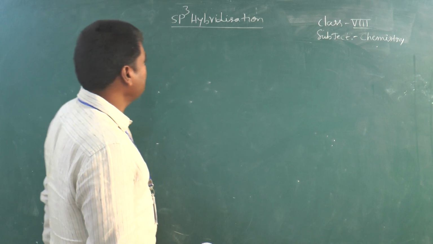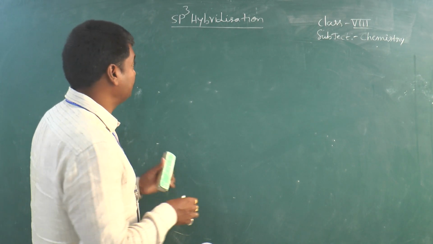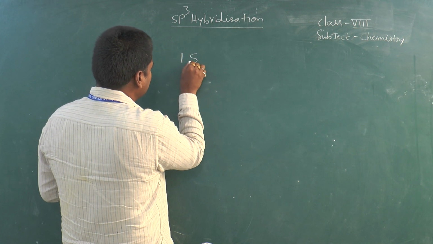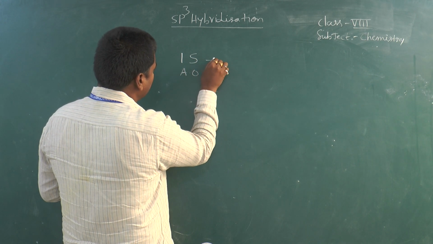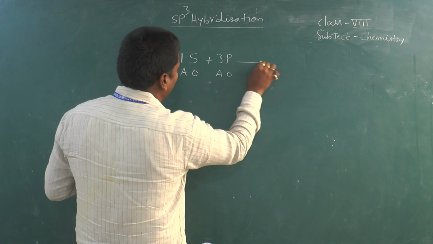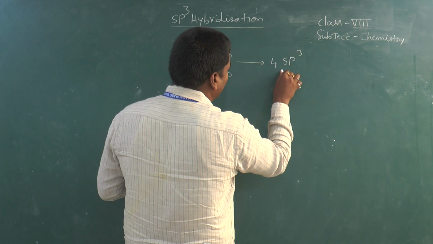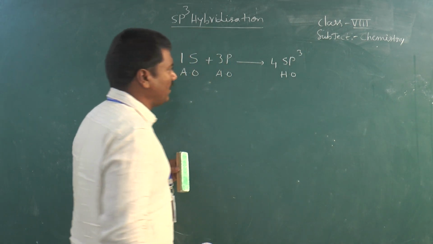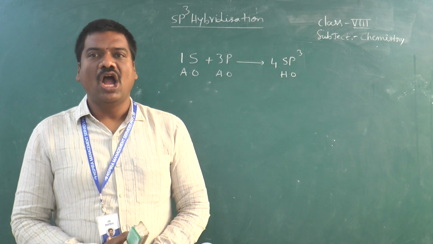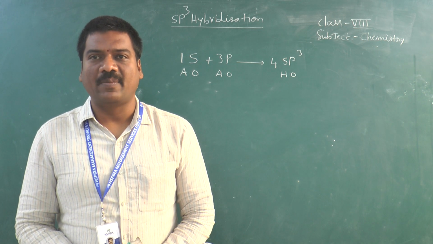For class 8 students, today's topic is sp3 hybridization. The definition of sp3 hybridization: one s atomic orbital is mixed with 3 p atomic orbitals, and it forms 4 equal sp3 hybridized orbitals. In hybridization, however many atomic orbitals combine, that many hybrid orbitals will form.